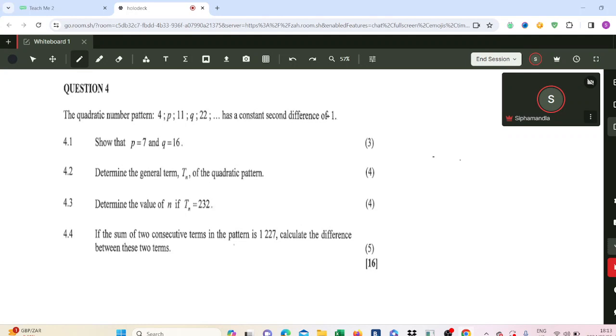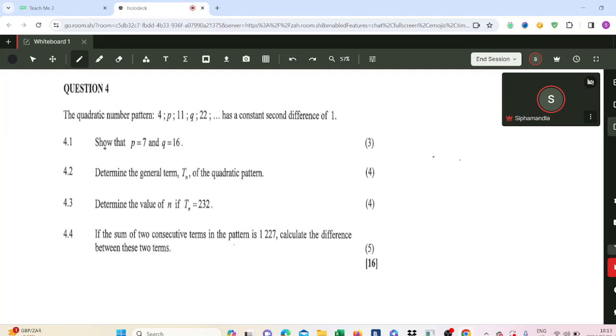What you have to understand is that when you are dealing with a quadratic number pattern, the second difference is the one that is constant. So if I'm finding the second difference, I have to find the same value throughout. But if I'm dealing with an arithmetic or linear sequence, the first difference is the one that is the same. Okay, so let's look at this question.